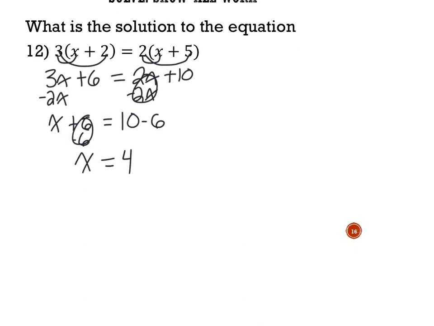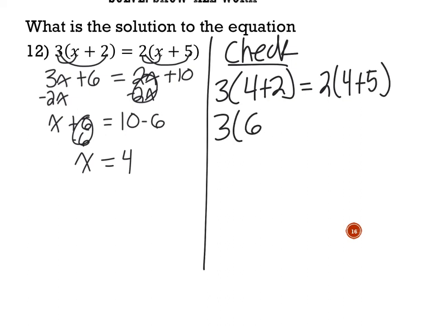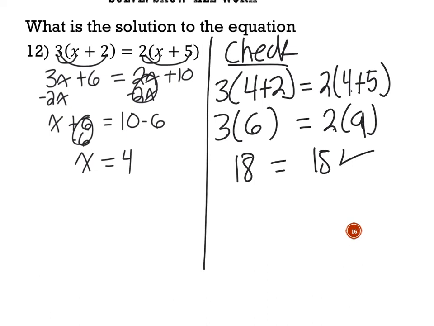Go and check it. 3 times 4 plus 2 equals 2 times 4 plus 5. 4 plus 2 is 6, and 4 plus 5 equals 9. 3 times 6 equals 18. 2 times 9 equals 18. My answer checks out. x equals 4.